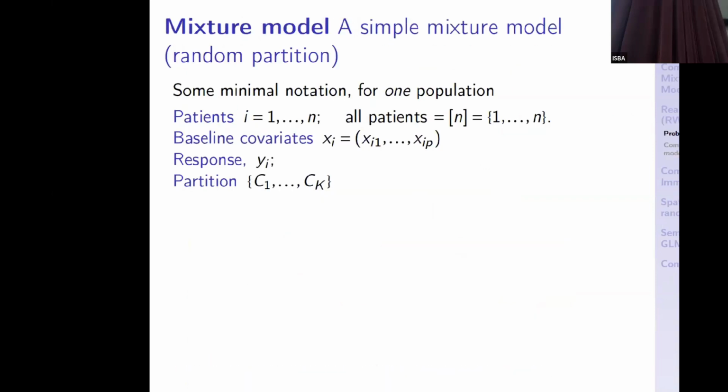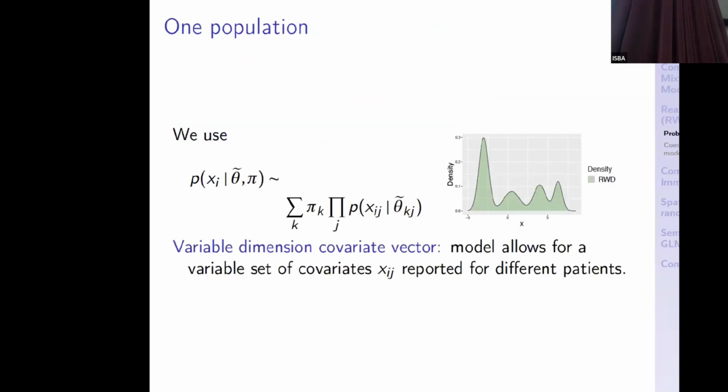So we're going to set up a mixture model that needs minimal notation. Here's my notation. I use i to index the patients. There are n patients. x_i are the baseline covariates. The aim is we want to adjust the two populations to make them comparable, but the only reason we want to do that is because we want to compare them with respect to some response. Sadly, in the case of glioblastoma, the response is overall survival. Sadly, because it's short enough that you can observe it during the time of follow-up. I use capital C sub k for the partitioning subsets, for the clusters. I think that's all the notation that I need.